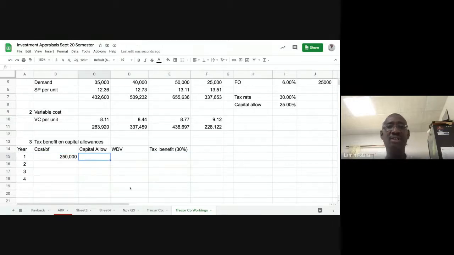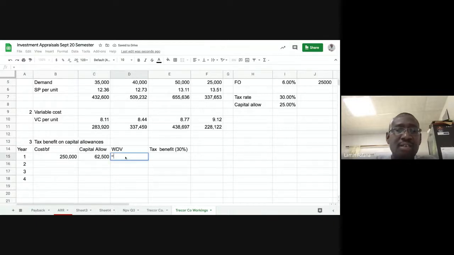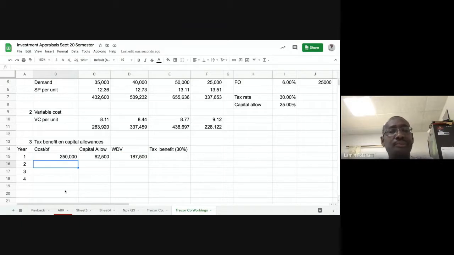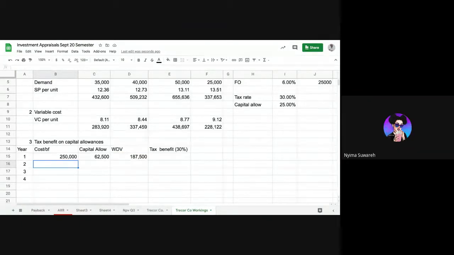So I think this is easier, so that we'll just bring forward whatever WDV here. So now our formula will be equals the cost here multiplied by the capital allowance rate. We enter. And then our WDV will be this minus that. So that's easier, isn't it? We'll leave the tax benefit for now. So that's year 1. So year 2, what will be the brought forward? It's going to be the 187,500.